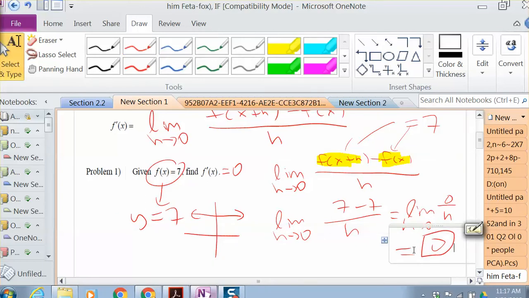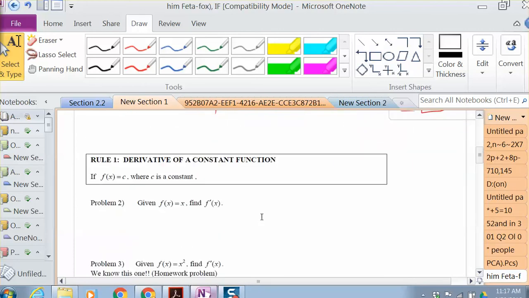So what this tells us is that if you ever have a constant function, so there's no x, y equals 7, y equals 10, y equals 4.783, some random constant, your derivative is always going to be just 0. That's because the slope of a horizontal line is 0, and we know the slope of a tangent line to a horizontal function is just going to be 0.